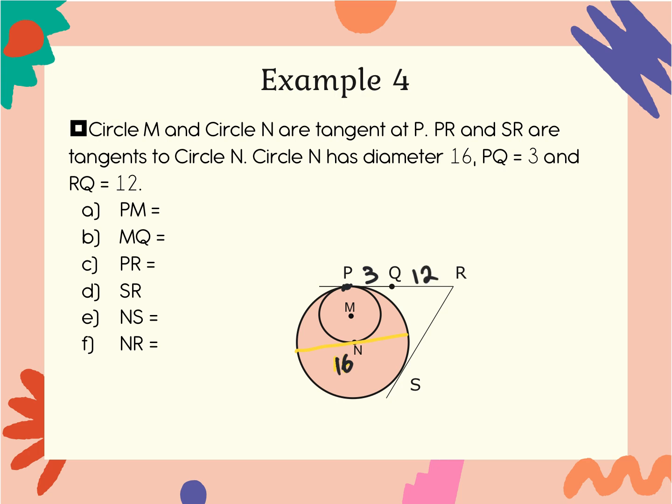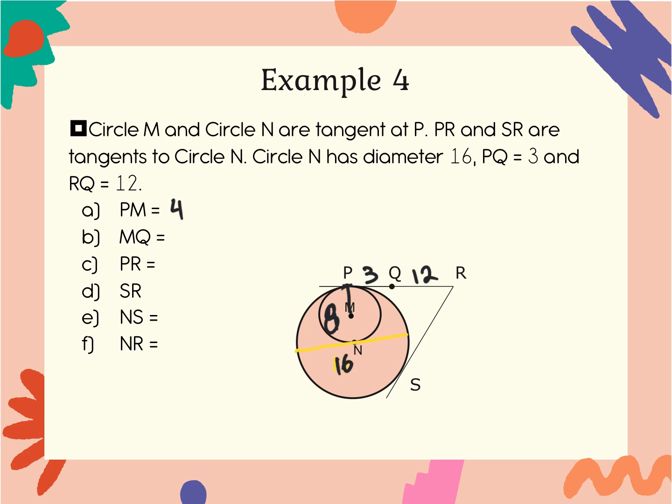Awesome. They're telling us to find PM. Now, PM is this segment right here. But to find PM, I want you to realize that is the radius of the big circle. And the radius of the big circle is half of the diameter. So, since the diameter is 16, the radius is going to be 8. And that radius is actually the diameter of this small circle. PM is the radius of the small circle, so I'm going to have to divide that 8 by 2 to get PM, which is the radius. So that would be 4.